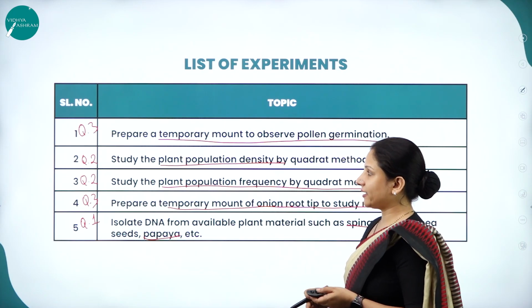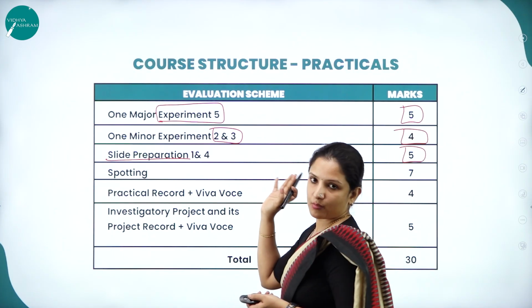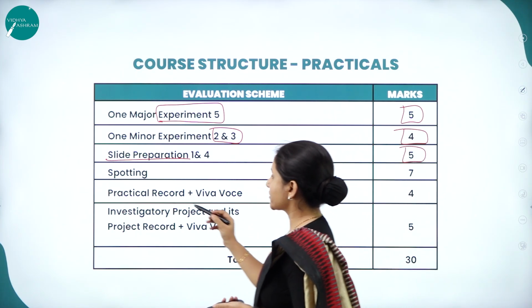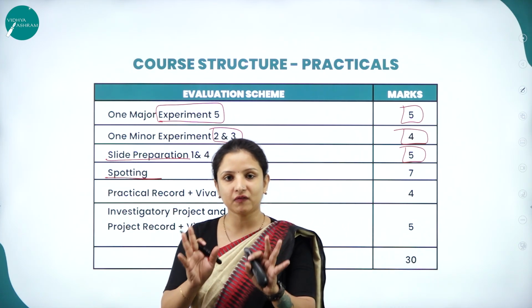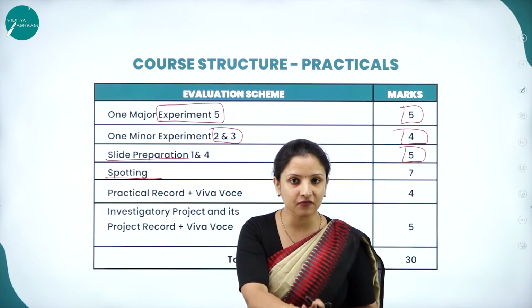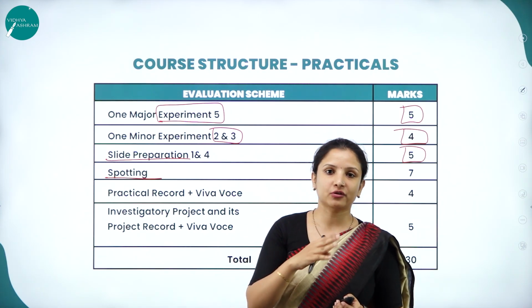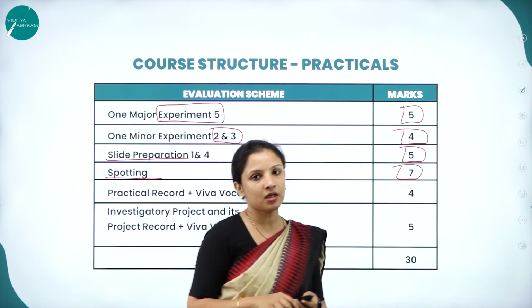So this is also a minor experiment, that is slide preparation 1, question number 1 and 4. So it carries a total of 5 marks. Next, 4th question is entirely for spotting. Here you don't have to do anything. The material will be kept in the place. You have to identify what it is. For identification, you will get 1 mark, and writing points on it, you will get somewhere around 6 marks. So therefore, it will carry a total of 7 marks.